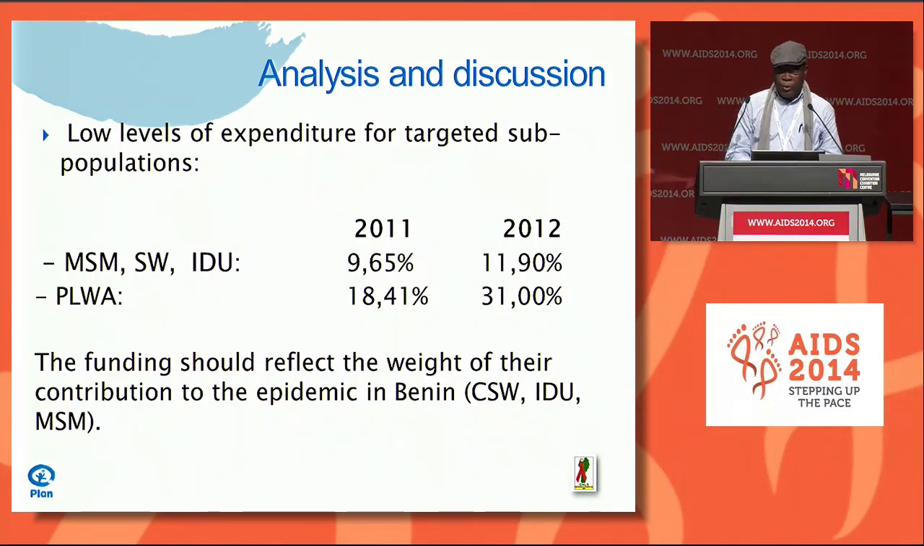We saw in the first slide that commercial sex workers, injection drug users, and men who have sex with men are the ones in which the prevalence of HIV is high. But the expenditure did not reflect that epidemic situation.